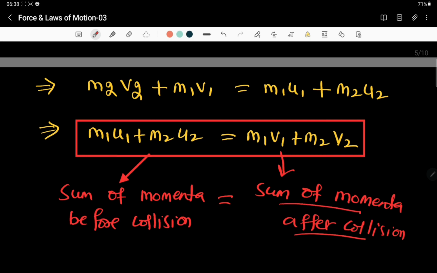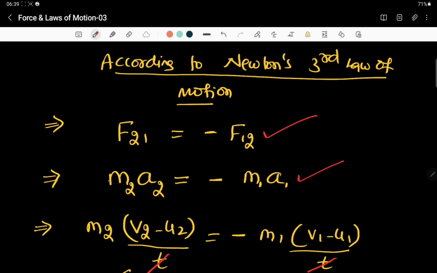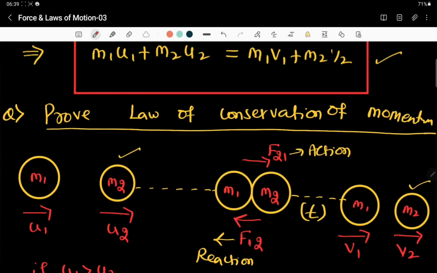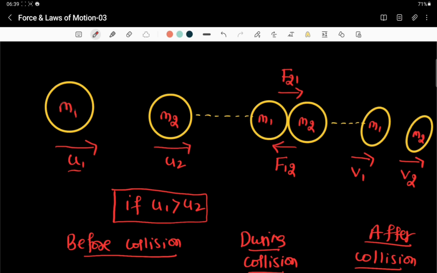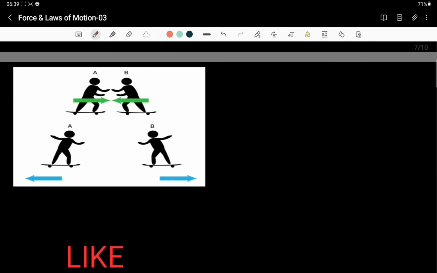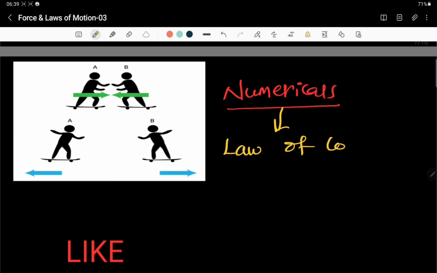So this is what I stated, and I proved it by using Newton's third law of motion as well as Newton's second law of motion. I hope the law of conservation of momentum derivation is quite clear to all of you, and the Newton's third law of motion concepts are also quite clear. In the next video we'll discuss numericals on the law of conservation of momentum. By using all that concept, I will solve so many numericals.